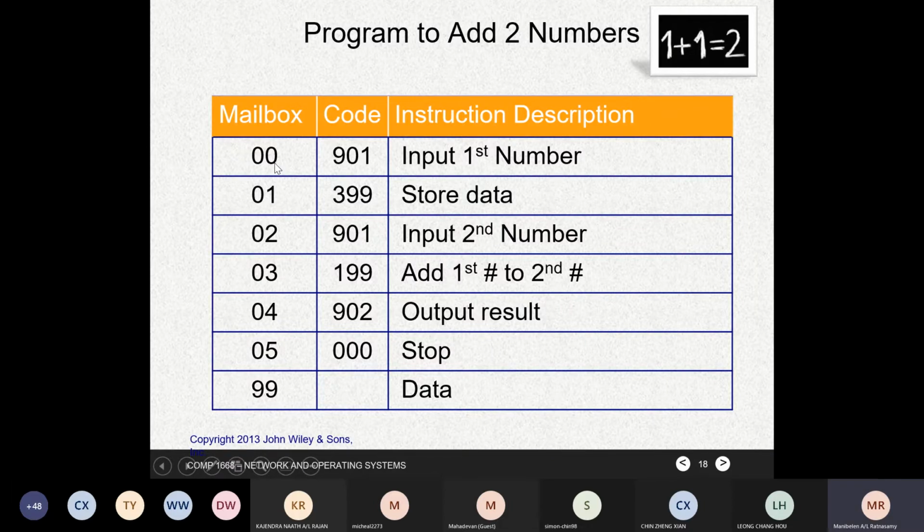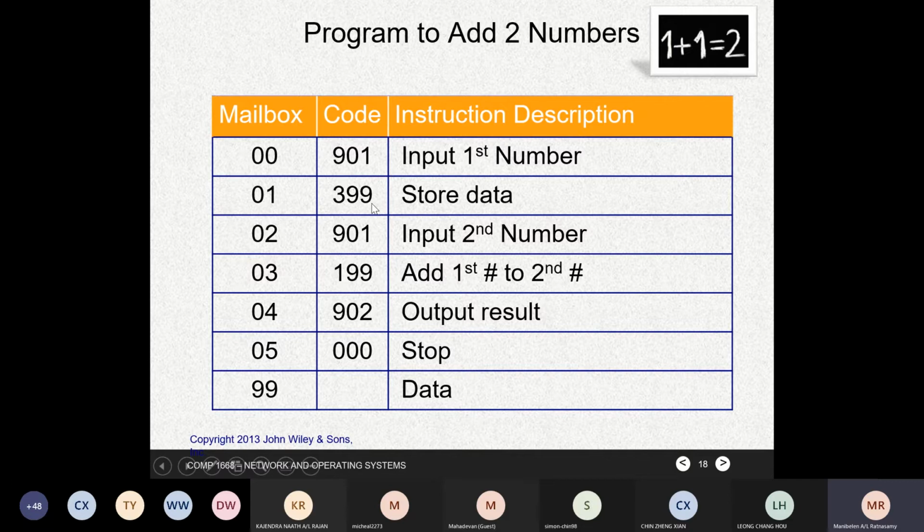At mailbox 00, the code is 901. 901 means you know already it is the input. So you can write in the input instruction, input first number. And then what you got to do next? The next instruction is to store this number. So store, you can use 399, for example. What is the meaning? 3 is store, so you're storing this value at maybe mailbox 99. It can be like that, or it can be your own mailbox, doesn't matter. Any mailbox.